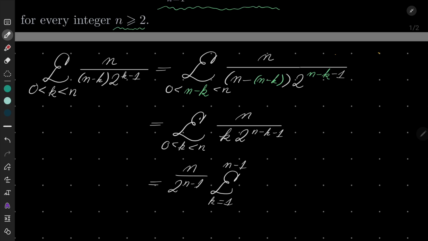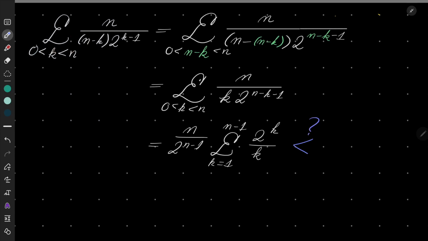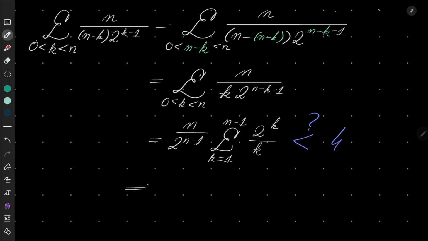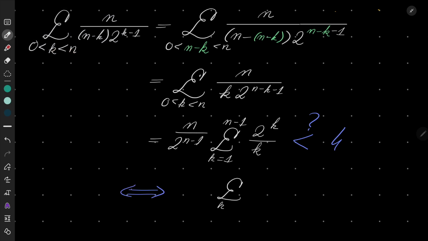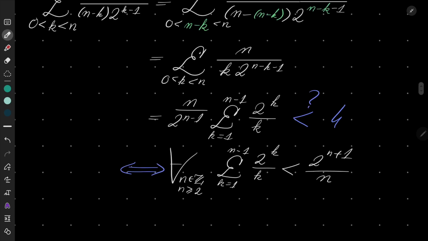And here we have 2 to the power minus k in the denominator, so it's the same as 2 to the power of k over k. And we wish to prove that it is less than or equal to 4. In other words, this inequality which we wish to show is equivalent to saying that our sum as k goes from 1 to n minus 1, 2 to the power of k over k, is less than 2 to the power n plus 1 over n for every integer n greater than or equal to 3. We wish to prove that.